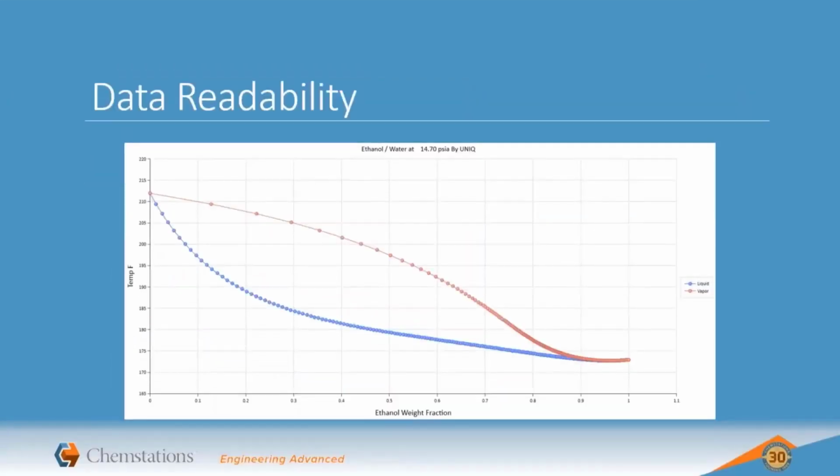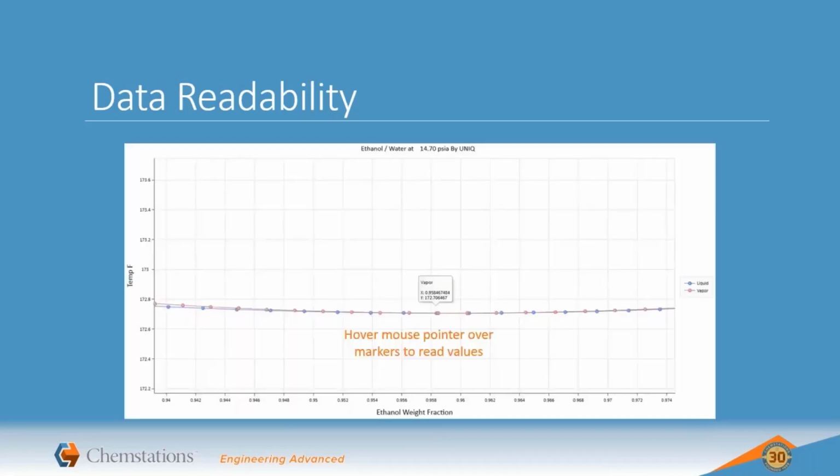Not only are the charts better rendered, but also easier to read. Once a chart is generated, we can zoom into a section by right-clicking and dragging to create a rectangle, or using the mouse scroll wheel to zoom in. To read the plotted values at any zoom level, simply hover the mouse pointer over the data markers.